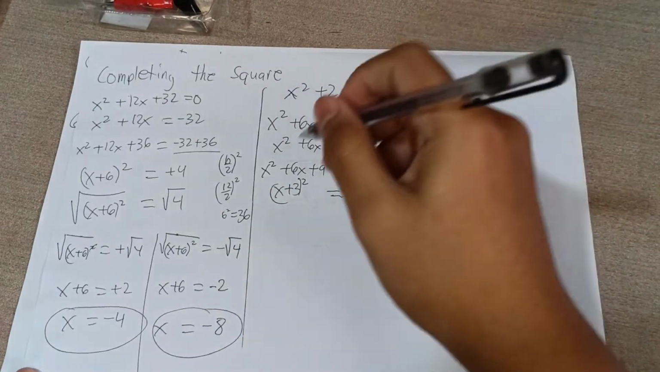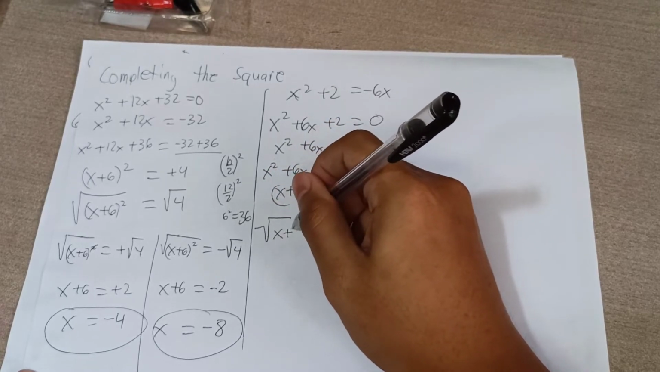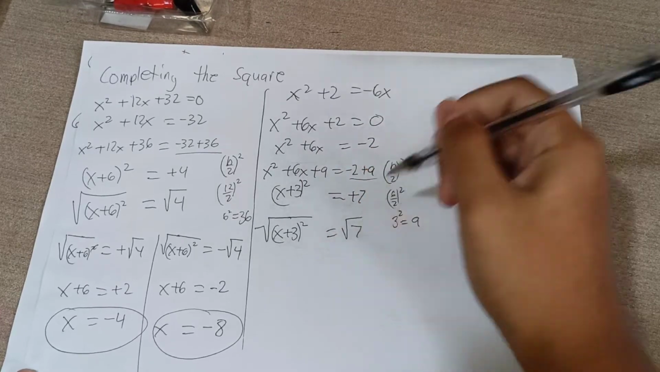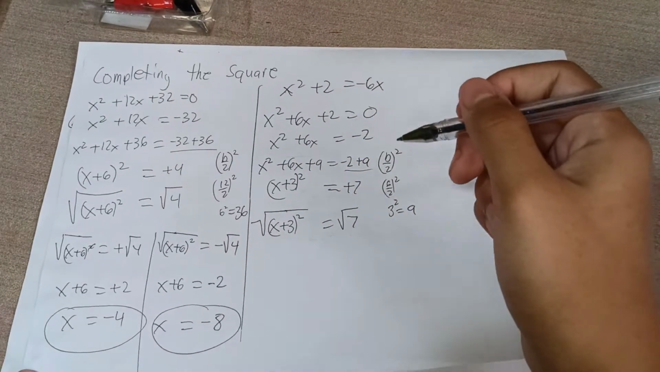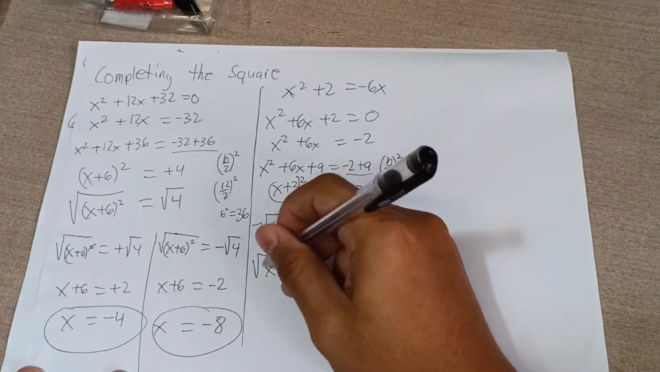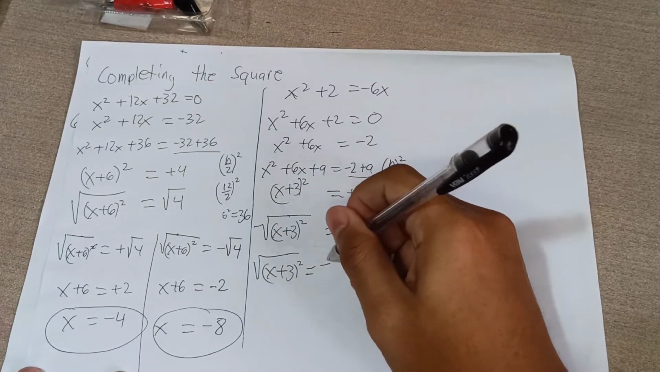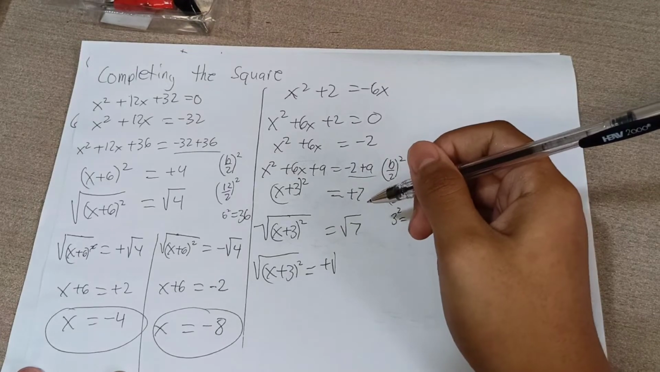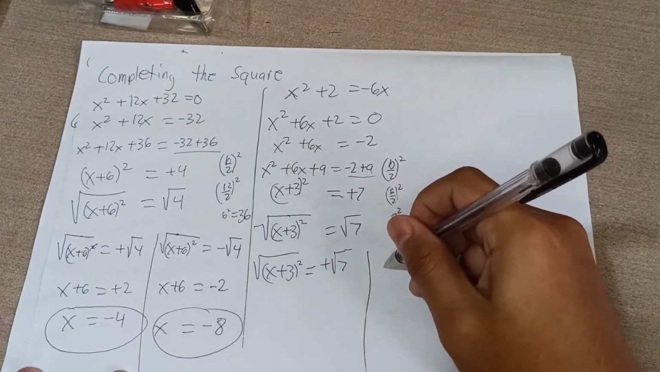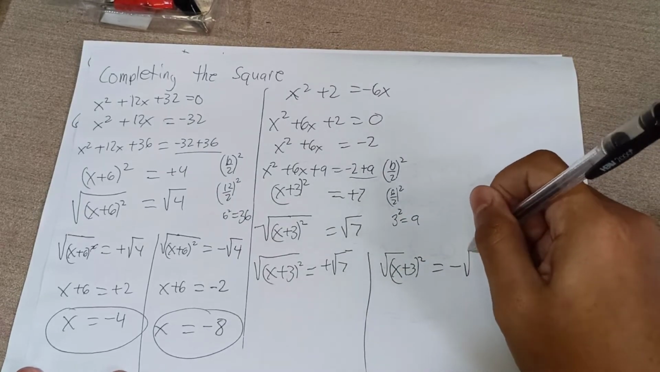Now we put square root signs on both sides. Now we make two solutions. x plus 3 equals positive square root of 7 and x plus 3 equals negative square root of 7.